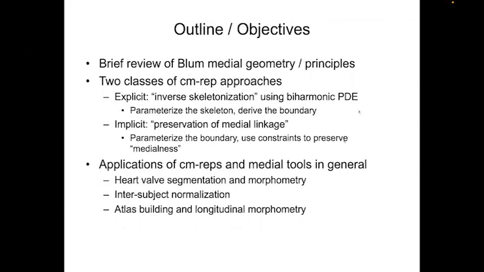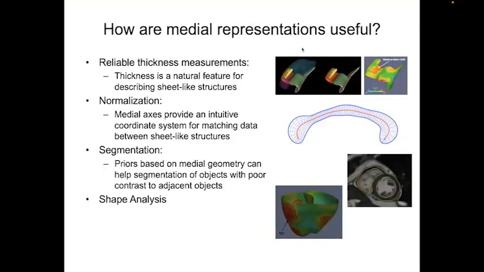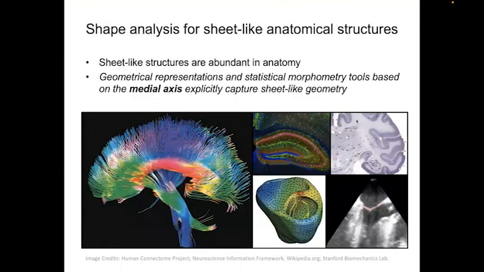But for me, a major motivation is the prevalence of sheet-like structures in anatomy. Some of the examples I show here: on the left, white matter tracts that tend to organize themselves into sheets of axons. We have some brain structures. This is a mouse hippocampus. This is a histology slide of a human cortex. And again, we see this very characteristic sheet-like organization.